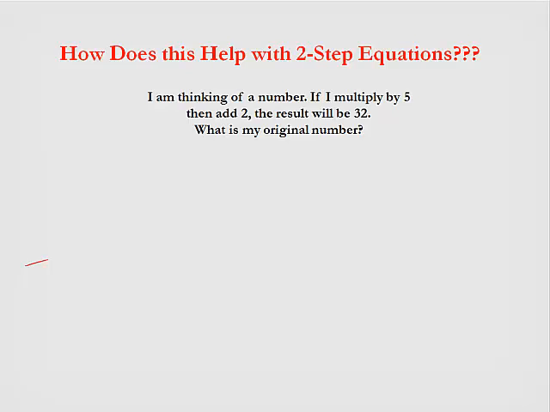Now how does this assist with two-step equations? Consider the problem we just answered. If we use the pronumeral b for the original number and work our way through the problem from the beginning, we end up with, I'm thinking of a number b. If I multiply by 5, I get 5b, which means 5 times b. Then adding 2, 5b plus 2, the result will be 32. I now have an equation for that particular problem.